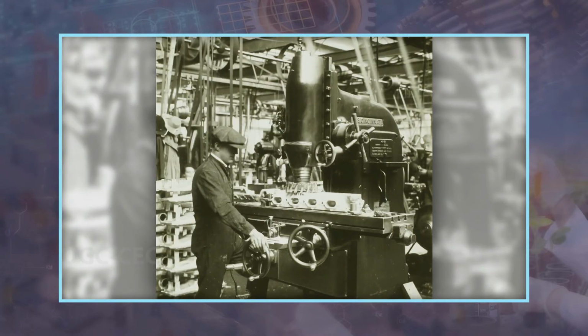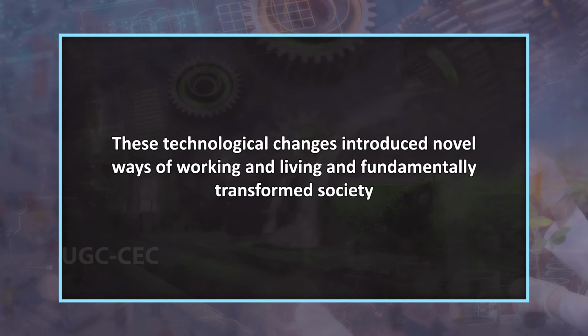The advancement of technology improved goods production, transportation and the emergence of new towns and cities. Thus, Industrial Revolution is the process of change from an agrarian and handicraft economy to one dominated by industry and machine manufacturing. These technological changes introduced novel ways of work and living, and fundamentally transformed society. In other words, the transformation of industry and economy in Britain between 1780 and 1850 is the first industrial revolution.